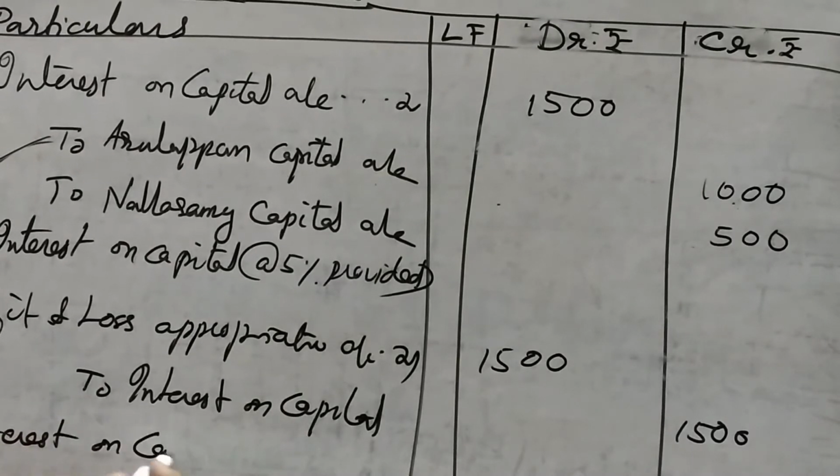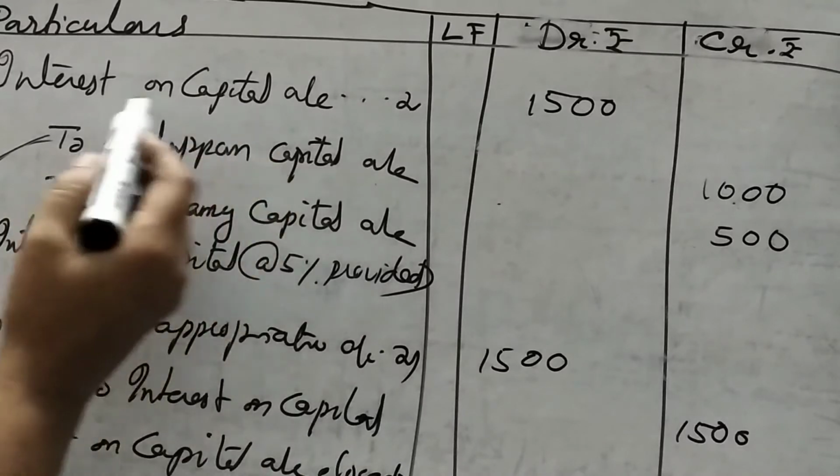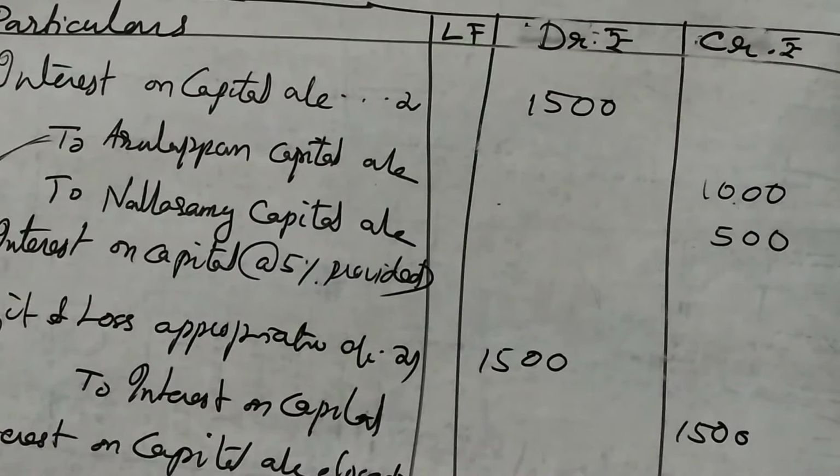Interest on capital account is closed. How is it closed? Here there is a debit of interest on capital 1,500, and here a credit of interest on capital 1,500. So that is closed. The next one, interest on drawings.